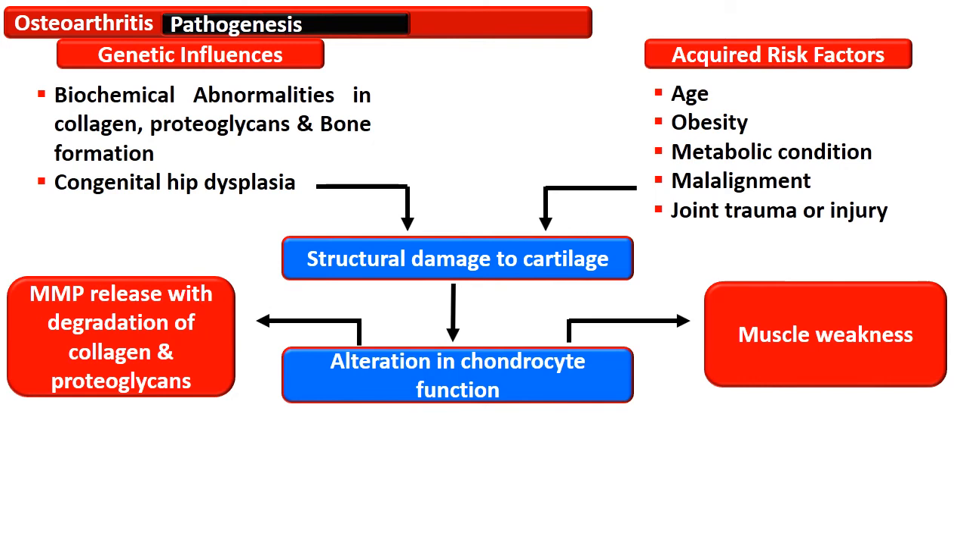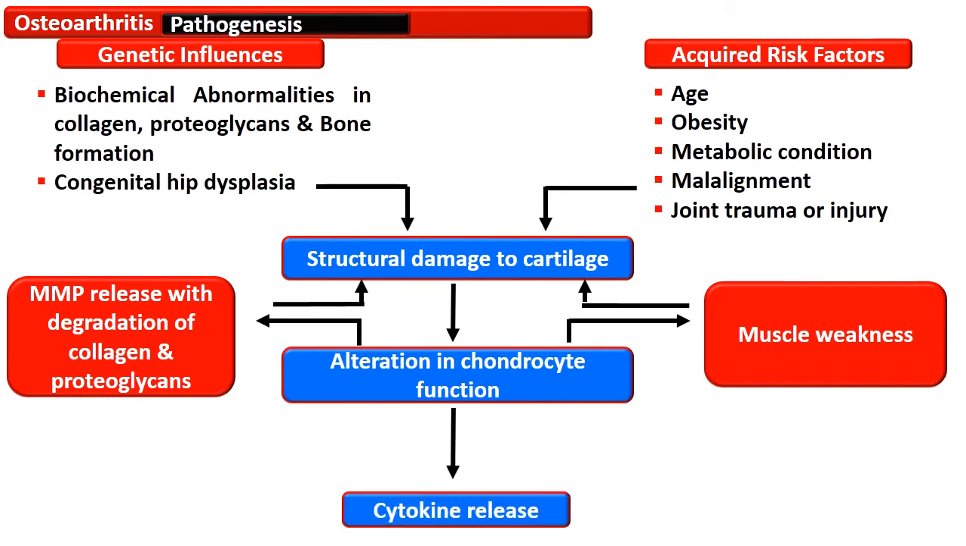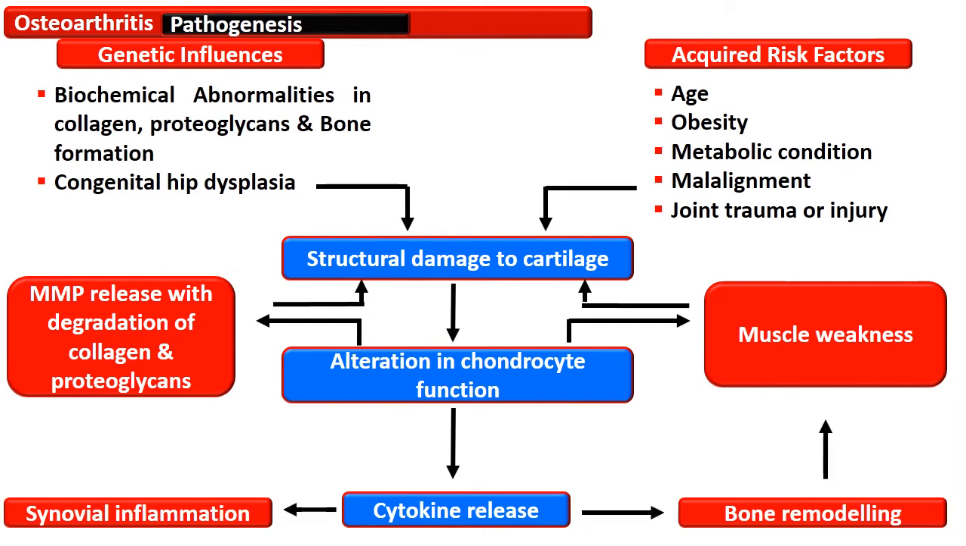This alteration in chondrocyte function will lead to the release of matrix metalloproteinases with degradation of collagen and proteoglycan. Also, there is muscle weakness present, and both these factors can lead to further damage to the articular cartilage. These factors will then release cytokines, and these cytokines will result in inflammation of the synovium or bone remodeling. This bone remodeling can contribute further to the muscle weakness.